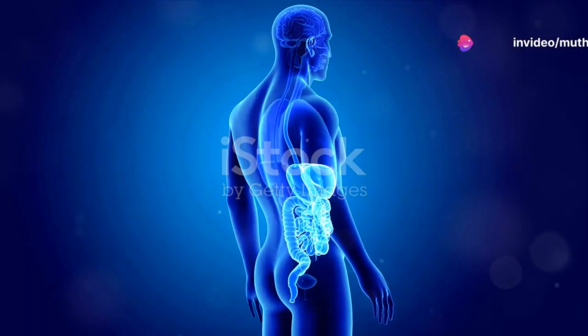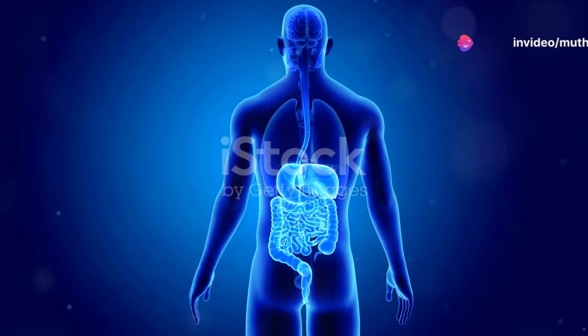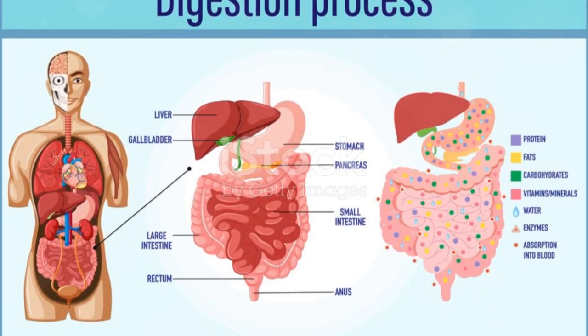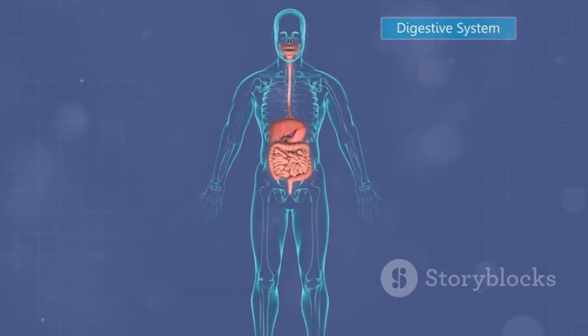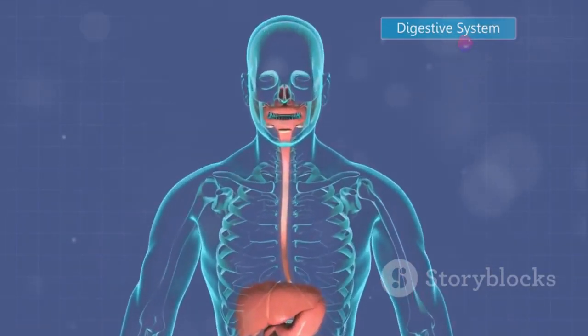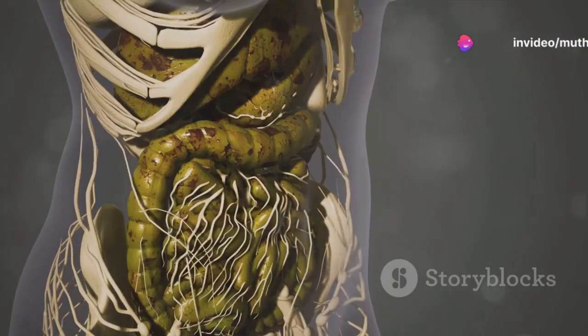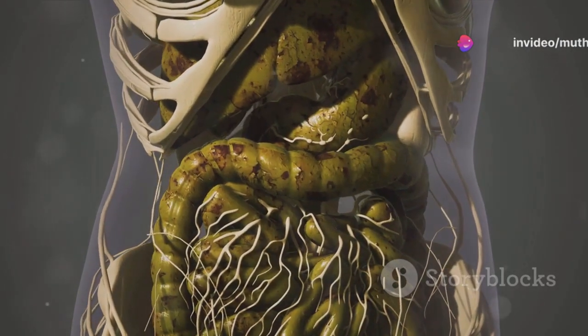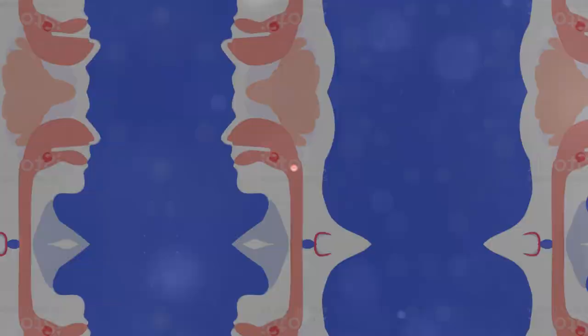The human digestive system is a complex series of organs and glands that processes food. It involves both mechanical and chemical processes to break down food, absorb nutrients, and eliminate waste. The major components of the digestive system include the alimentary canal and the associated digestive glands.